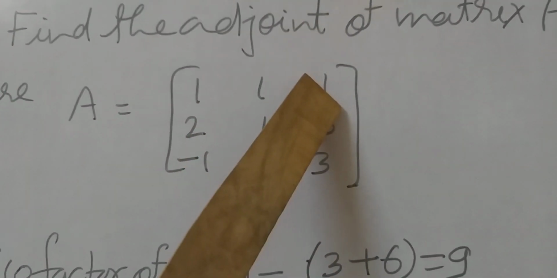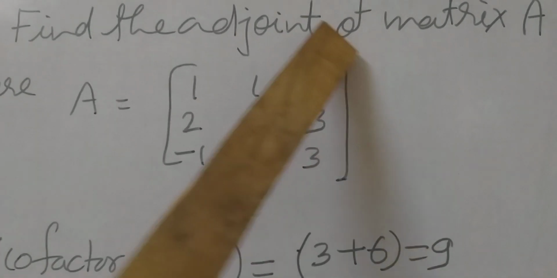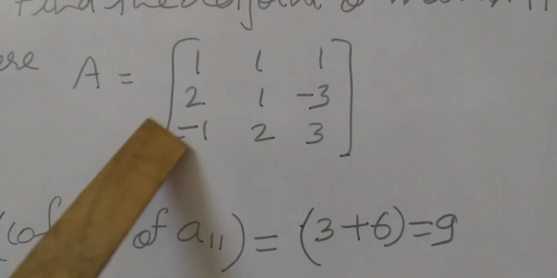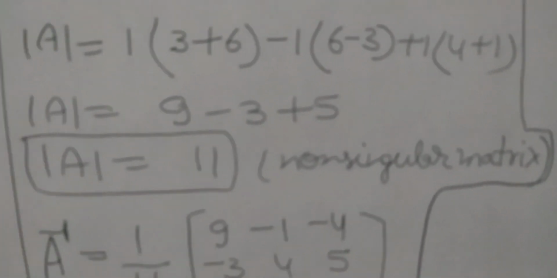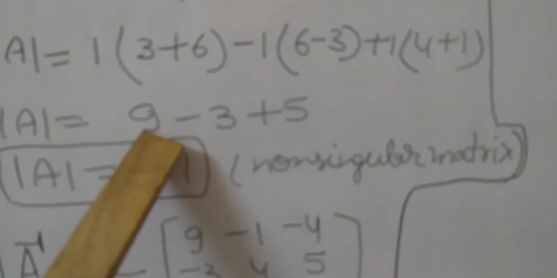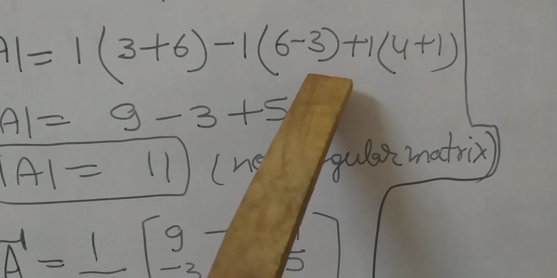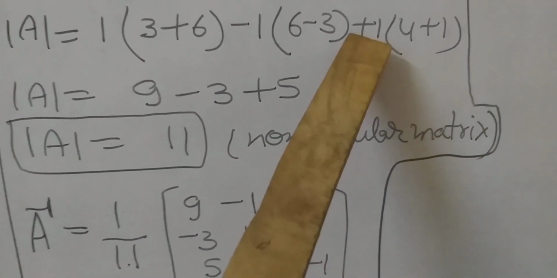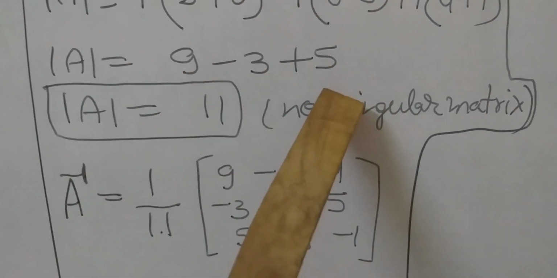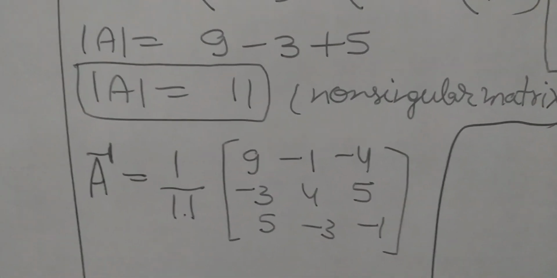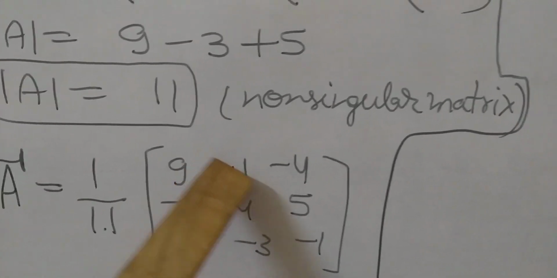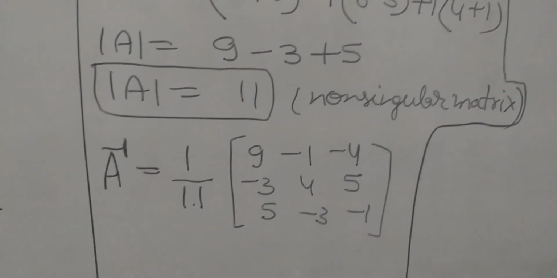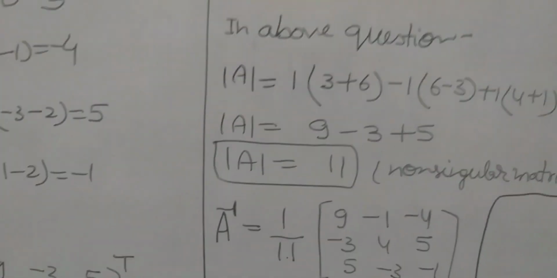Now students, it is A13. Okay, delete its column, its row. Plus 1, 4 plus 1. So students, 9 minus 3 into minus 1 minus 3, 4 plus 1 is 5, 5 into 1 is 5, 9 plus 5 is 14, 14 minus 3 is 11. So its determinant is coming 11, so it means it is a non-singular matrix. Then easily we can find out the inverse.